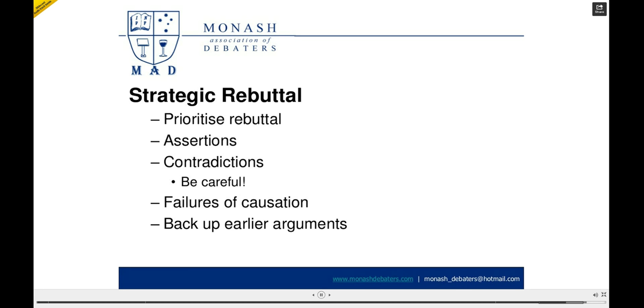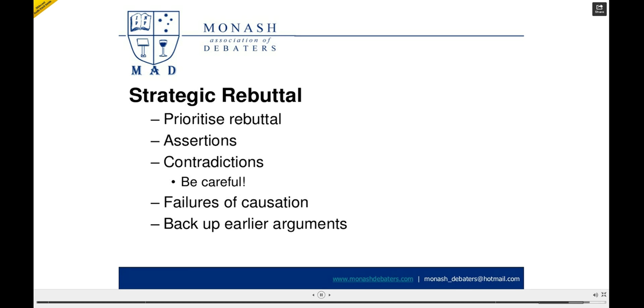So every time you think there's a contradiction, I think it's really worthwhile turning to your teammates and saying, hey guys, they said this and this. Do you think this contradicts itself? Or is there a way for the opposition to explain it away? Is it just slightly inconsistent? Be very careful with contradictions.